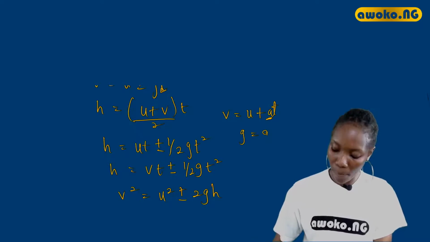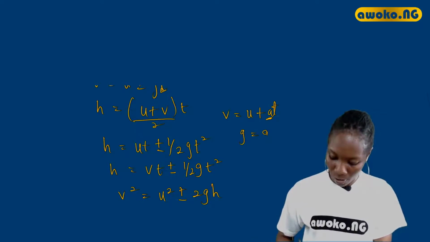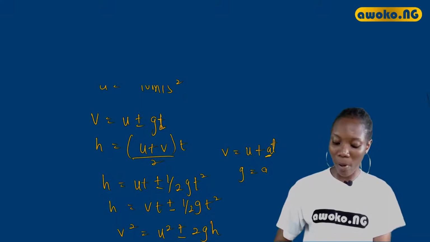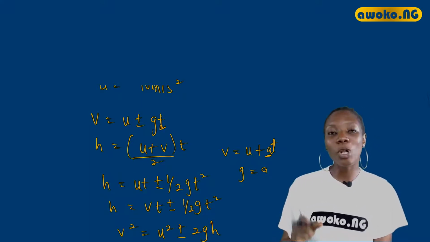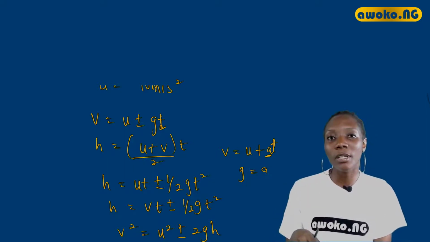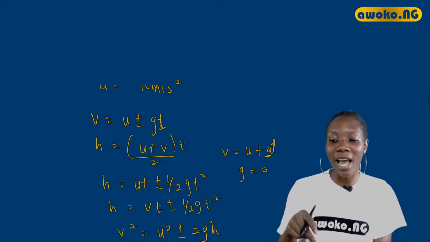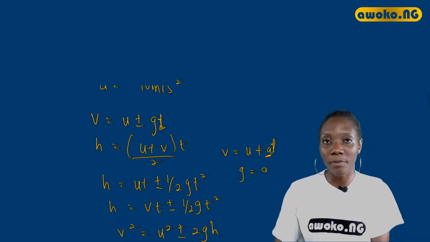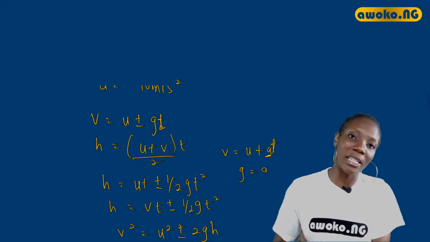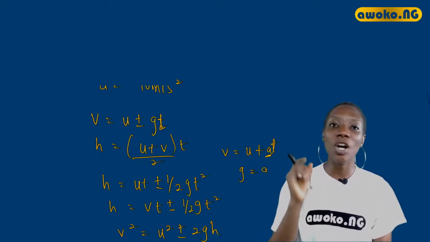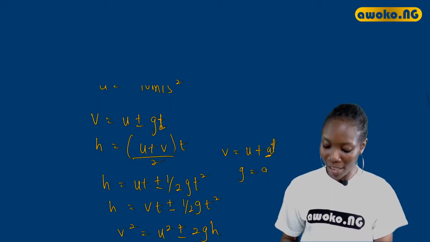So this mixed sign that we're having, plus or minus, the plus sign indicates a downward motion. You know, gravity acts downwards towards the center of the earth. Now, while the negative sign indicates an upward motion against gravity. Okay, so that's just the difference.